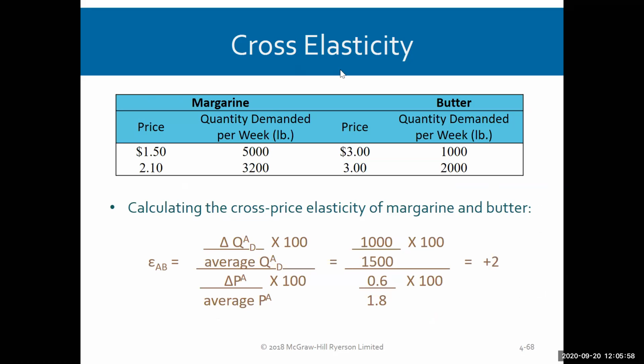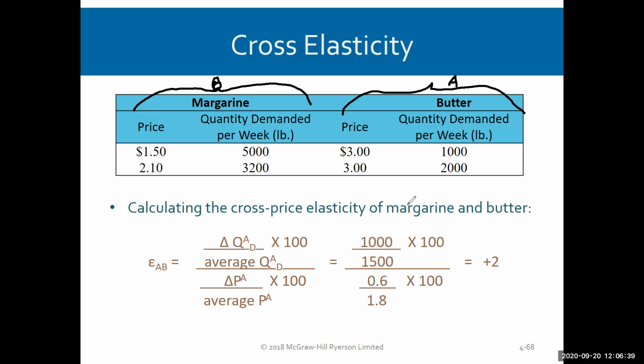Here we've got margarine and butter, and I'm going to label it at first, and later you should figure out how to tell which one's price is changing and which one's quantity is changing. In fact, if you look right now, price stays the same for butter. Here, margarine price changes. So margarine is going to be B in our example. It's the change in quantity demanded of good A due to a change in the price of good B. Okay, so let's put this through.